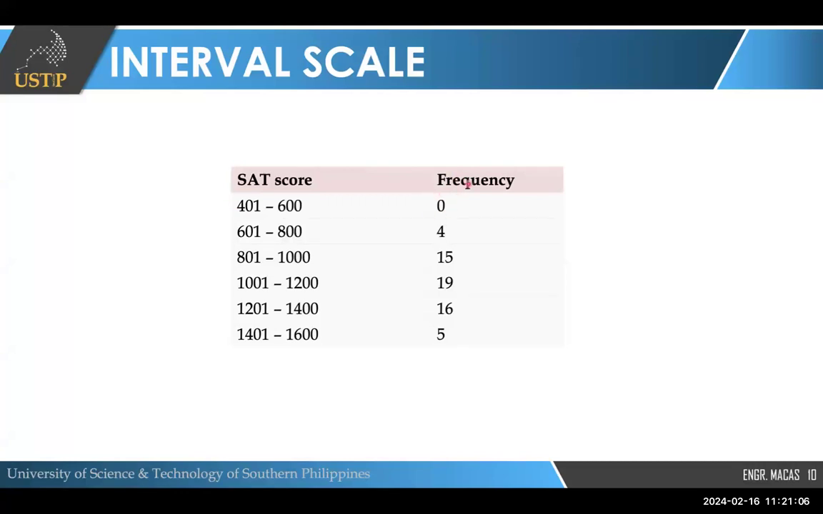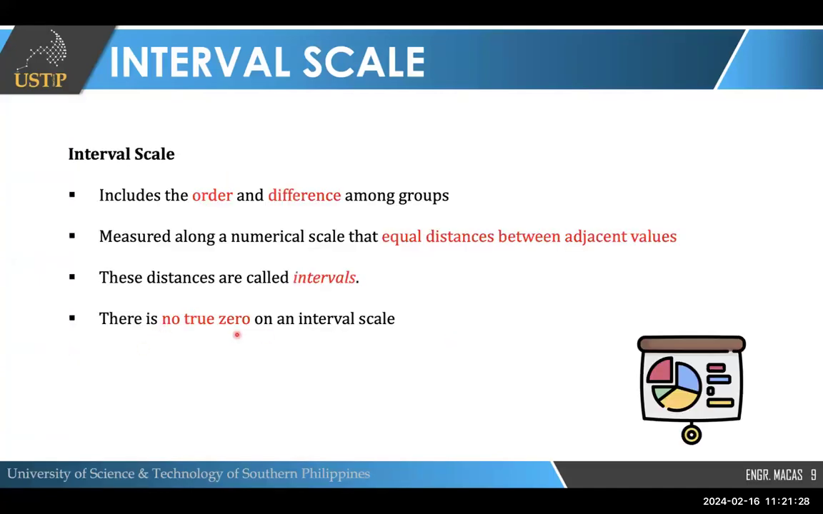An example is counting how many students obtained certain SAT scores. For example, 401 to 600, 0; 601 to 800, four students got that score, and so on. Another example is measuring temperature. For example, you want to measure the temperature of your room for the whole day. You gather the data, so you would want to create categories or intervals.